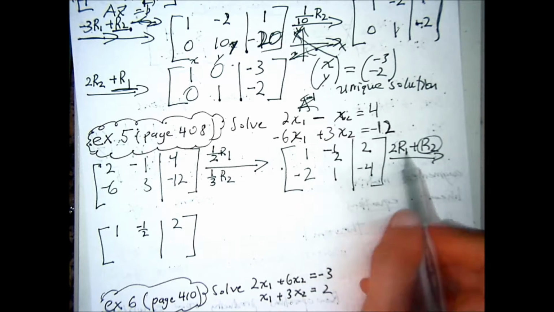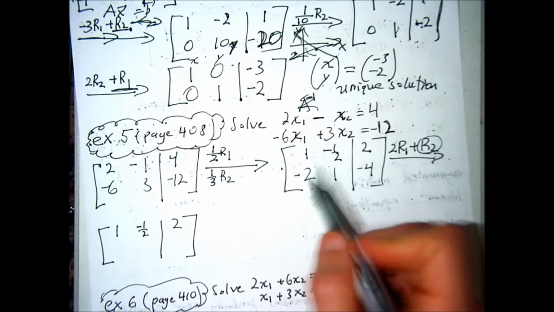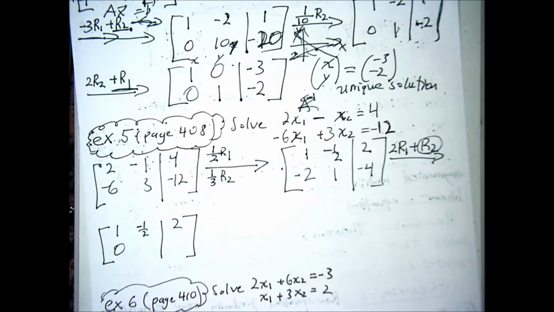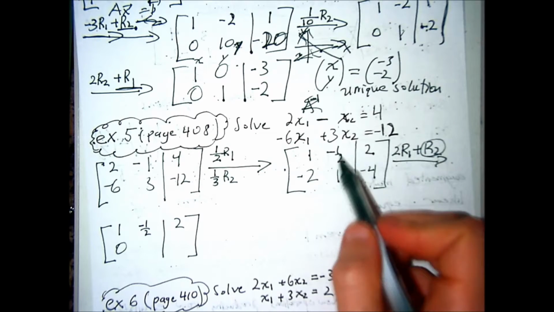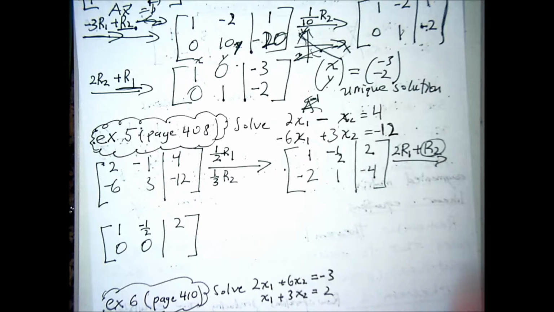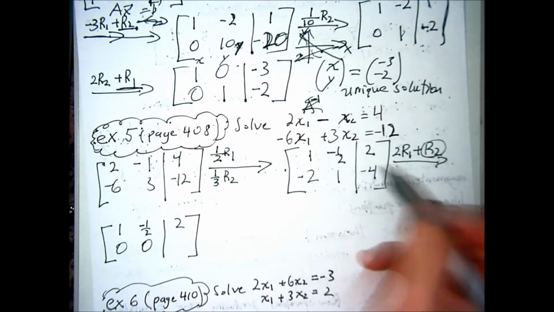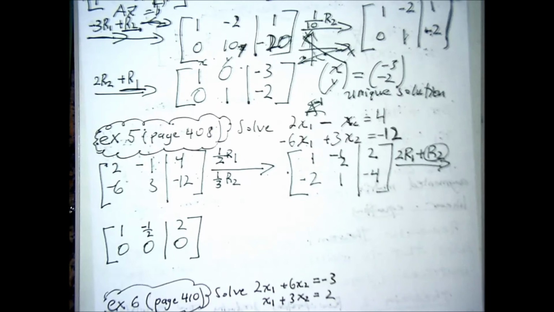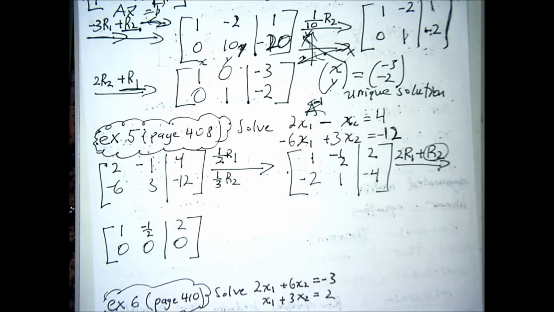So 2 times row 1 plus row 2. 2 times this number plus this number gives me a 0. That's a good thing. 2 times this number plus this number gives me another 0. 2 times this number plus this number gives me yet another 0. What do I do when I get all zeros? That's weird.